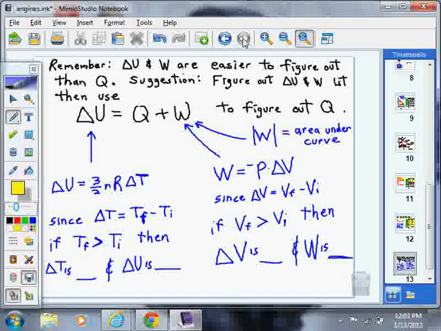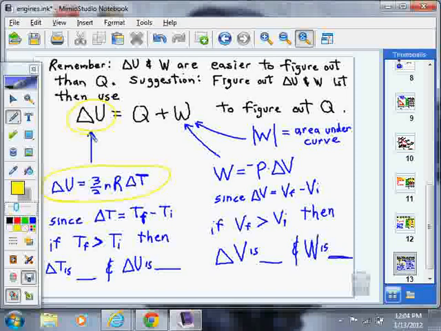Now, last but not least, calculating the change in internal energy, that's pretty easy. We like calculating the change in internal energy. We could use this formula here, and we could calculate that change in internal energy. Just watch out for your signs.